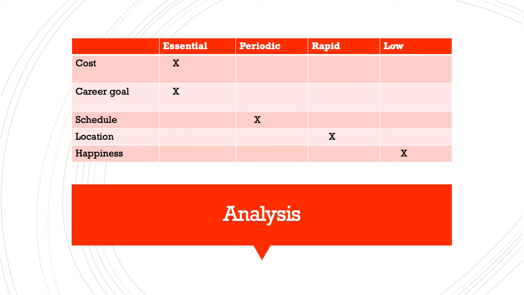So cost and career goal fall into the essential rank, while schedule falls into the periodic rank. Location falls into rapid and happiness falls into low, which means that happiness is the least important factor, and cost and career goal are the most important factors to consider.